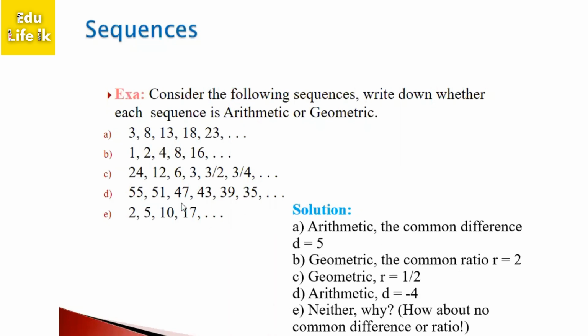And for part D, you can see this one is arithmetic. The difference is 51 minus 55, that is minus 4, or 47 minus 51, that is minus 4. So here we have an arithmetic sequence. In part E, this one is neither arithmetic nor geometric because we cannot find a common difference or a common ratio.